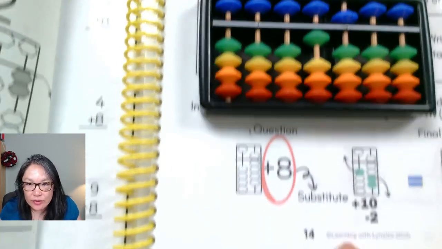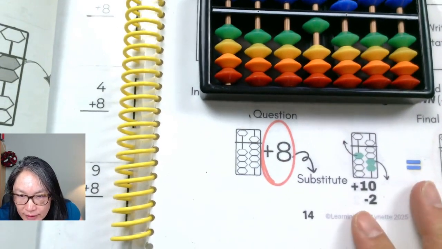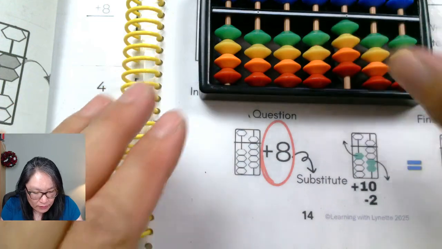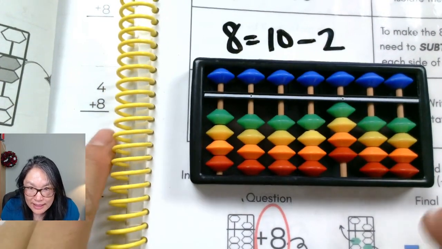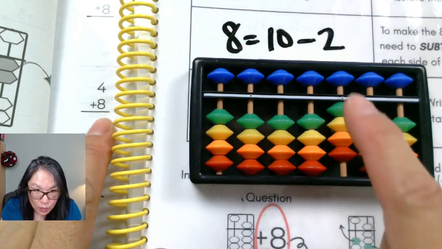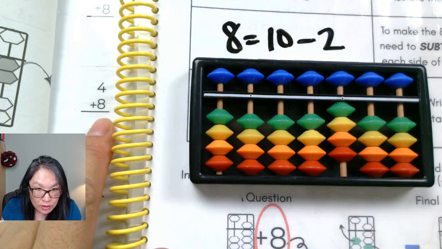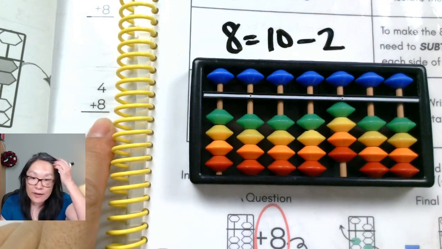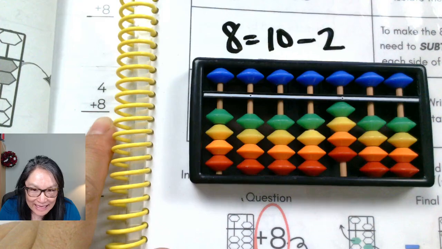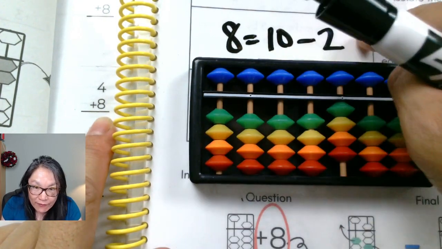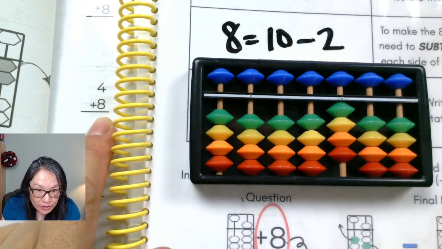Because what are we going to do? Let's do this one. I don't know if you can read it. 4 plus 8. There's not enough beads to add the 8. What do? Hold on. Let me just finish my thought and we'll go back and review. Okay? So when I add the 8, there's not enough to add the 8. Notice my formula. Plus the 10 minus the 2.